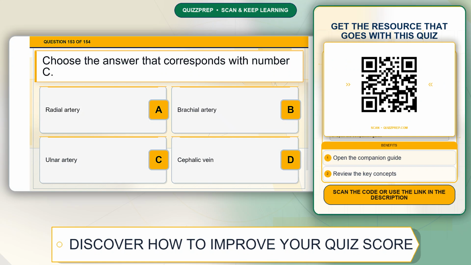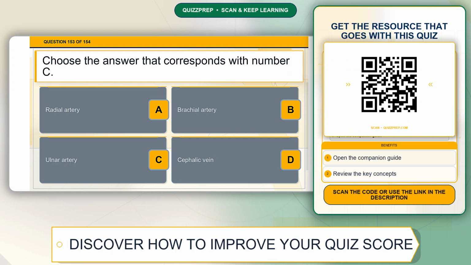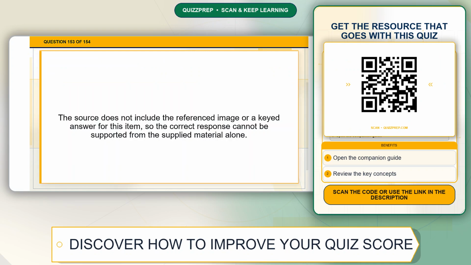Question 153. Choose the answer that corresponds with number C. Option A, radial artery. Option B, brachial artery. Option C, ulnar artery. Option D, cephalic vein. The correct answer is not shown. Explanation. The source does not include the referenced image or a keyed answer for this item, so the correct response cannot be supported from the supplied material alone.